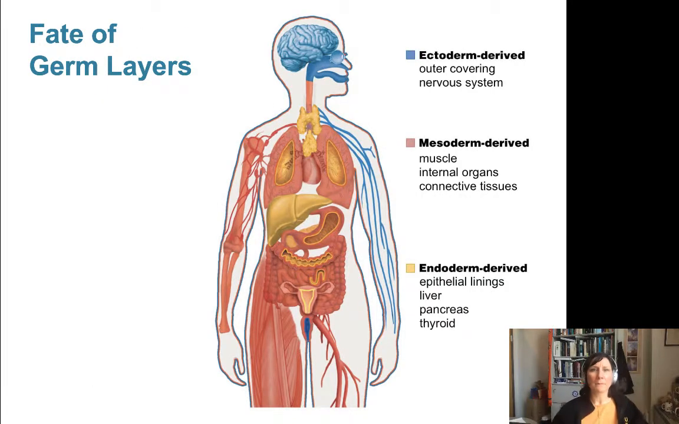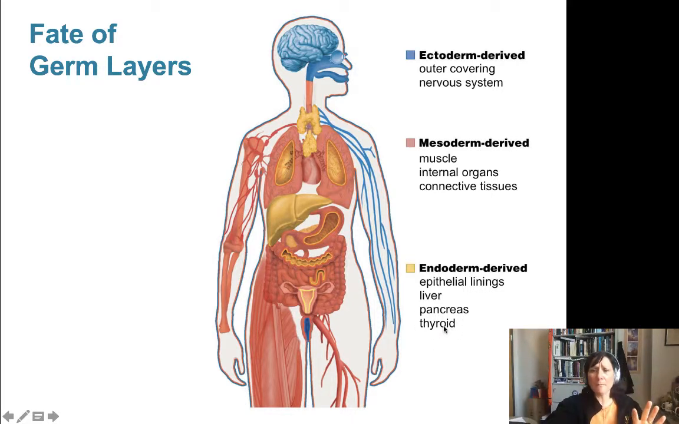Nope. Okay. So once you have the development of the gastrula and the establishment of ectoderm, mesoderm, and endoderm, those initial embryonic tissues are going to result in the formation of, in the case of the ectoderm, your outer covering, so your skin and your nervous system. The mesodermal layers are going to form your muscles, your internal organs, not all of them, but most of them, and your connective tissues. And the endoderm is going to develop into epithelial linings, like on the inside of your gut, into the liver, the pancreas, and the thyroid.